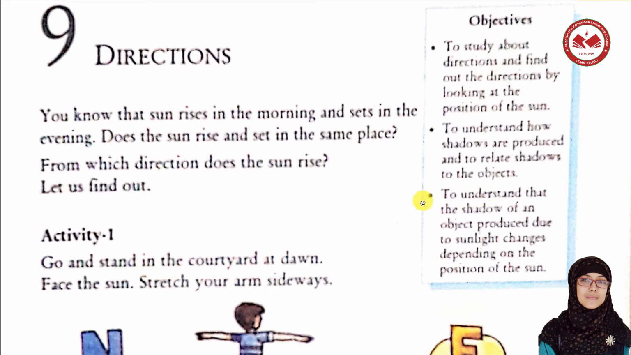I hope you get your book in front of you so that you can give a clear view. So the first line is, you know that sun rises in the morning and sets in the evening, right? So we all know that sun rises in the east and sets in the west. So now this line says that sun rises in the morning and sets in the evening. সূর্য সকালে উদয় হয় এবং অস্ত যায় সন্ধ্যায়, ঠিক আছে?